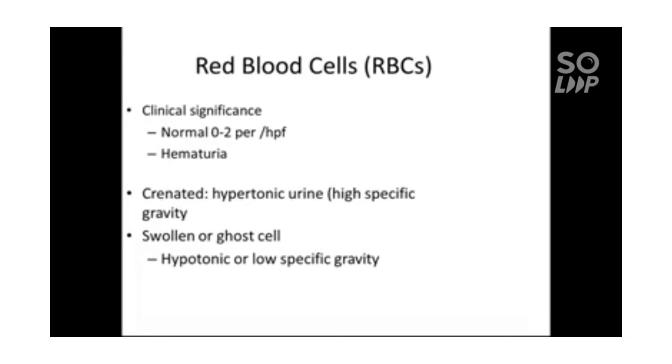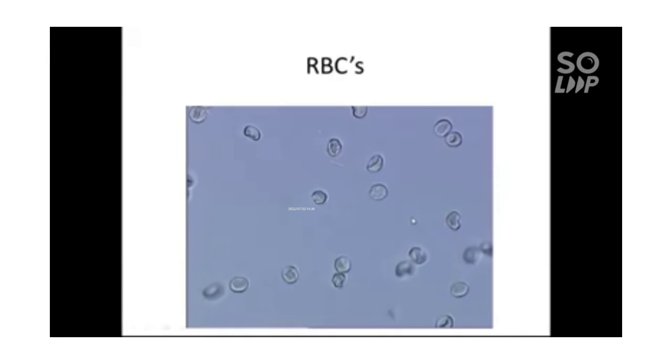Swollen or ghost cells are hypotonic or low specific gravity, and these can be overinflated red blood cells. Here's a picture of what red blood cells look like. They are generally quite small, and as you can see, they are concave in shape and have a little indentation in the middle. And this is on a higher power field. On a lower power field, they will look completely flat.